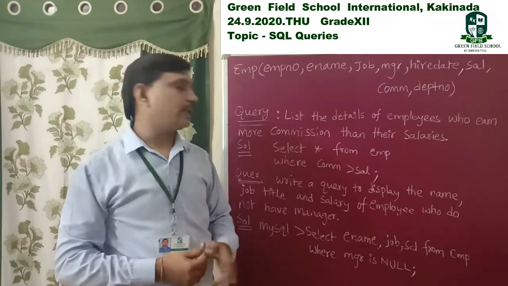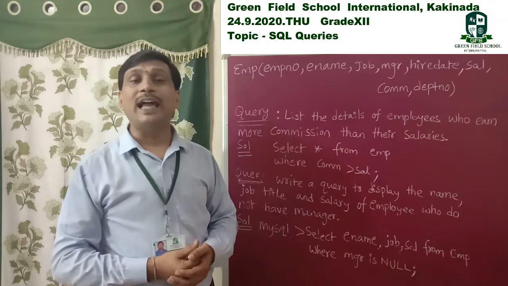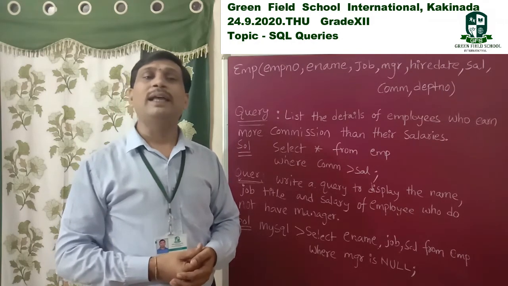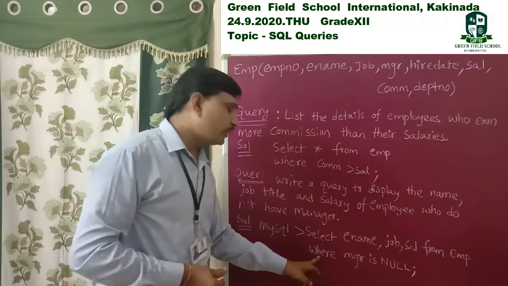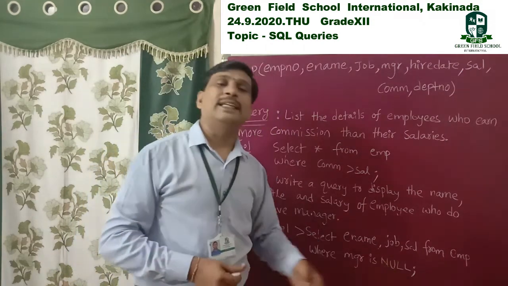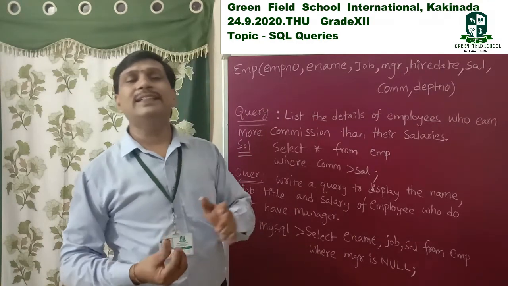Those who do not have a manager, meaning those who do not have a manager column value, that's why we display them here. Where manager is null. Last class I explained is null, is not null.